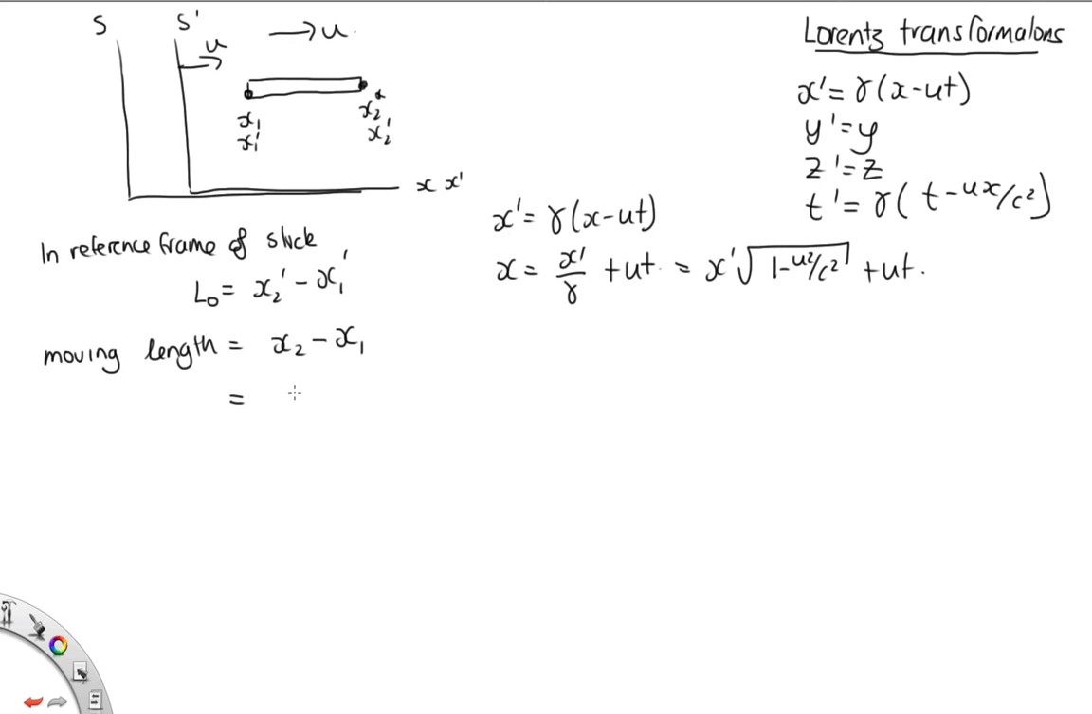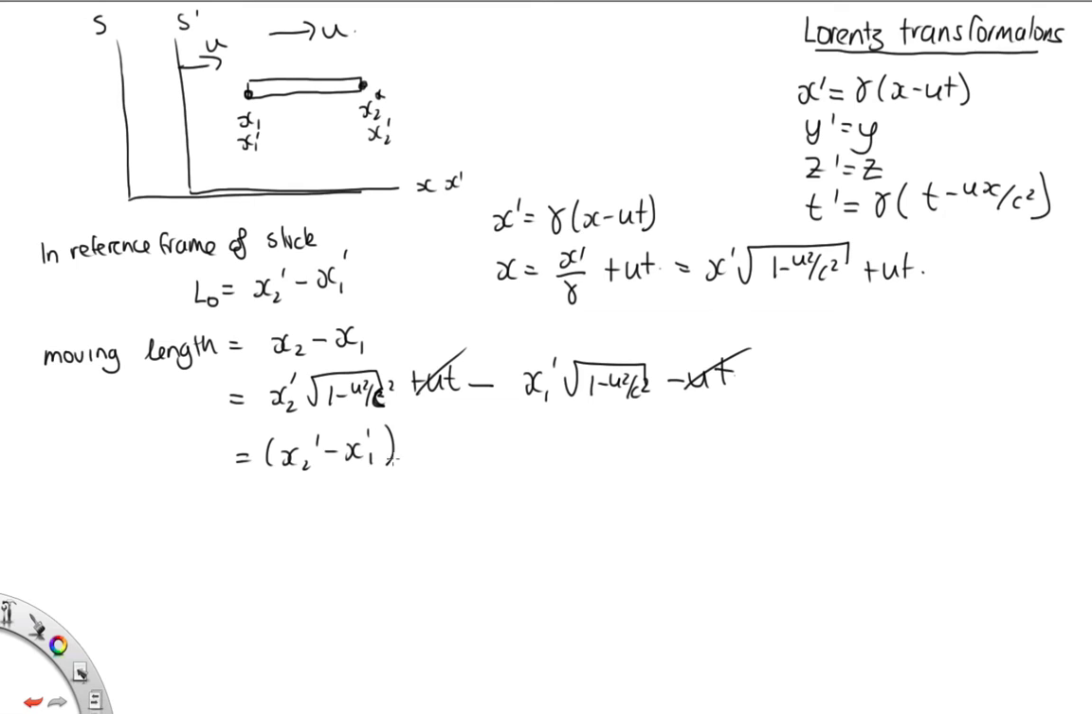Okay, so let's substitute in here. We've got this is equal to x2 prime square root of 1 minus u squared on c squared plus ut, minus x1, which is x1 prime square root of 1 minus u squared on c squared, and then with this negative sign, negative ut. So these actually cancel each other out, and we end up with x2 prime minus x1 prime square root of 1 minus u squared on c squared. And x2 prime minus x1 prime is the rest length. So this is L naught times the square root of 1 minus u squared on c squared.